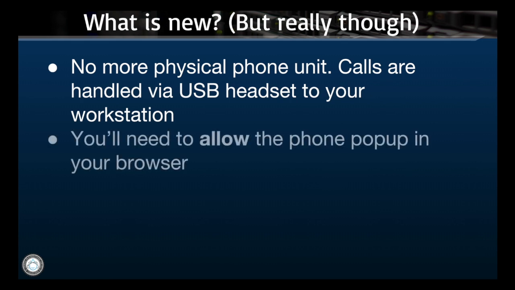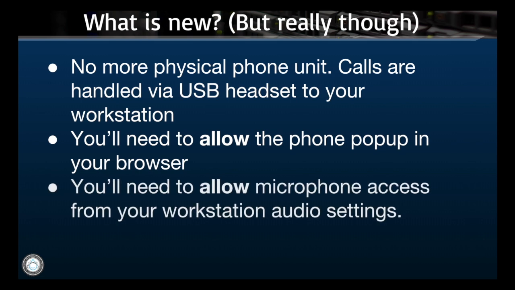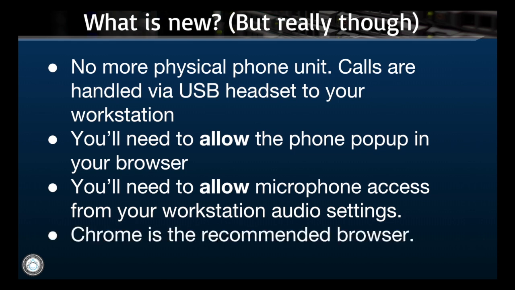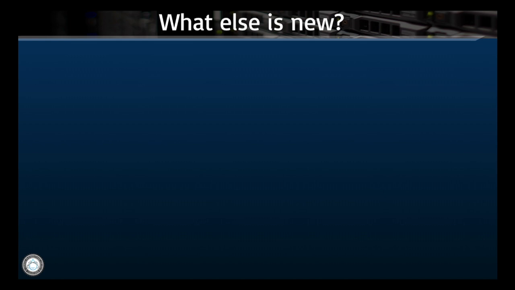So you're going to have to set up the audio, and you're going to have to allow that phone pop-up to work on your browser. So when you first launch it, you will be required to accept that pop-up. You're also going to need to configure your mic for your workstation. Make sure that that's accessible to the application. And we recommend you use Chrome for this. A lot of people like to use Firefox, but we've had some problems getting this to live happily within Firefox. So you'll probably have to use Chrome to manage that phone app properly.